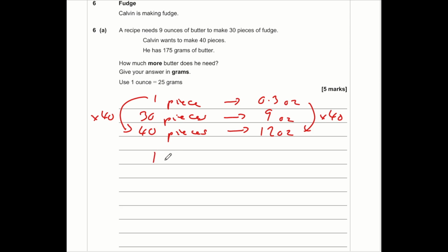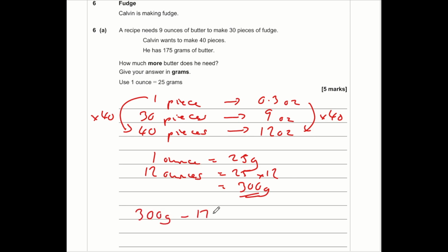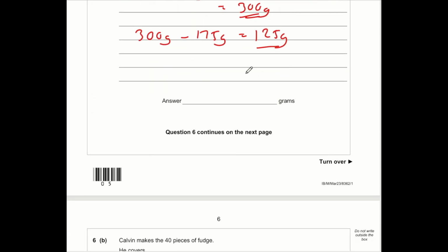Now I know that 1 ounce is 25 grams, so 12 ounces is going to be 25 times 12, and 25 times 12 is 300 grams. So in total, 300 grams is the amount of butter that Calvin needs. He's already got 175, so he needs 300 grams minus the 175 that he has already, so he needs an additional 125 grams of butter.